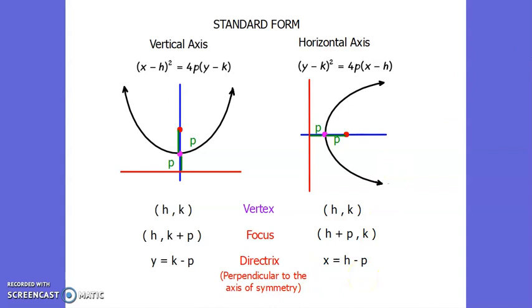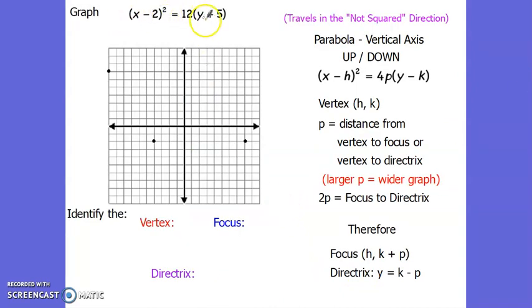So let's try one of these out, given the equation up top here. Remember, we always travel in the non-squared direction, so for x squared, or (x minus 2) quantity squared, we're going to be traveling up and down. We also know that our vertex right now immediately is (2, -5), because we have x minus 2 and y plus 5. So vertex at (2, -5) on our graph here.